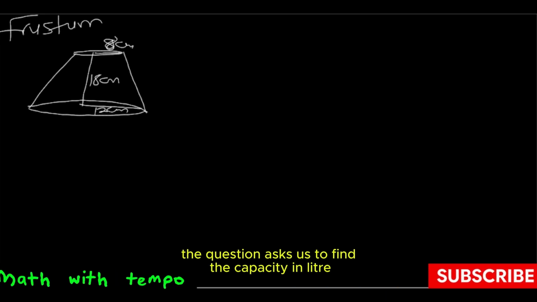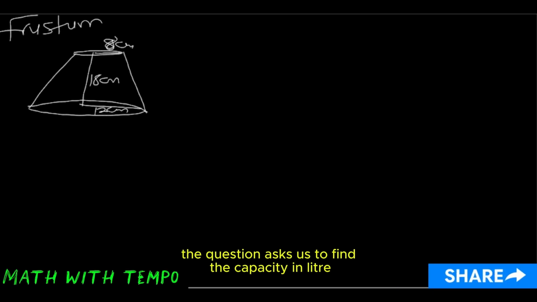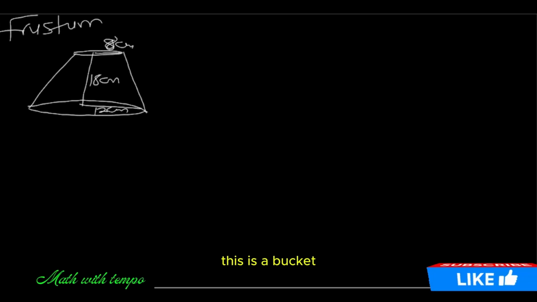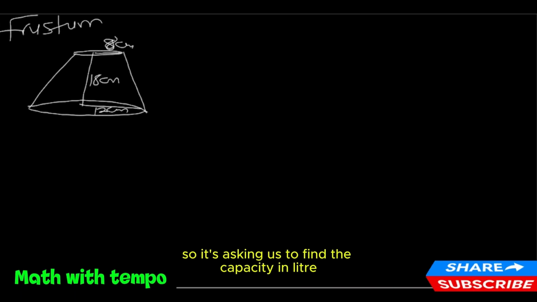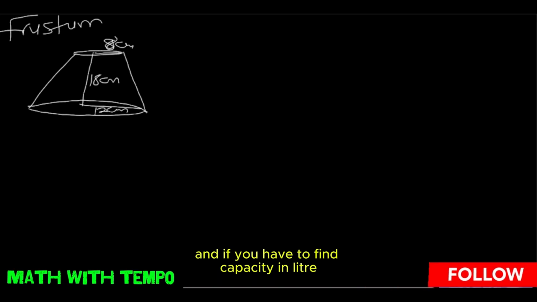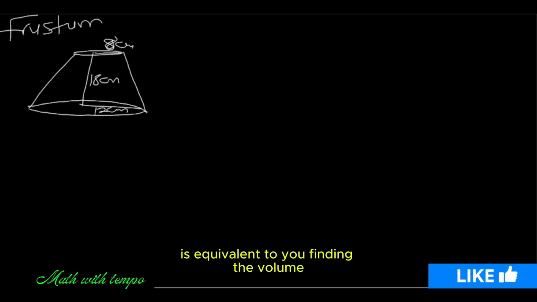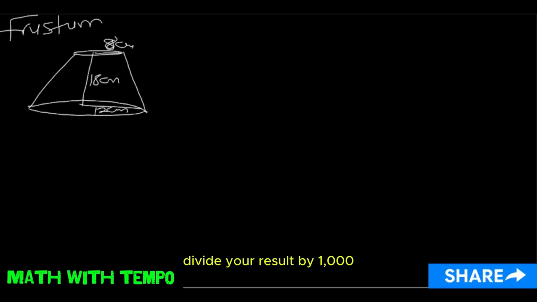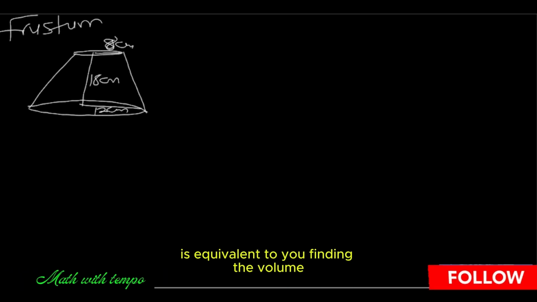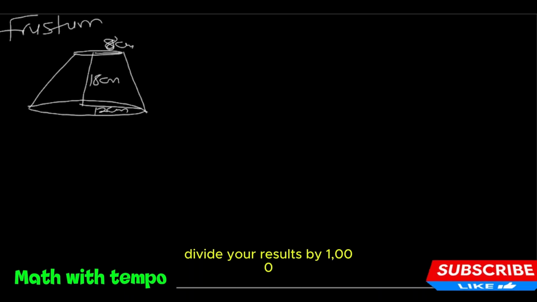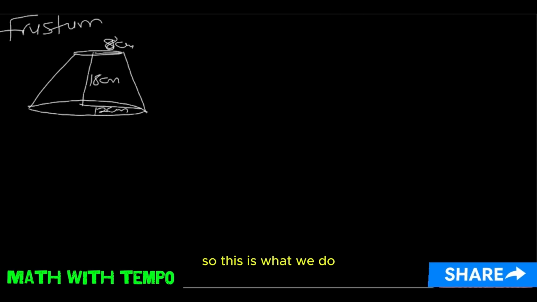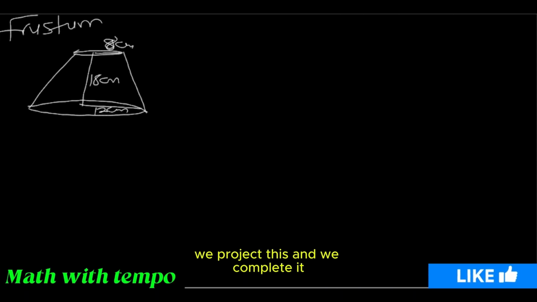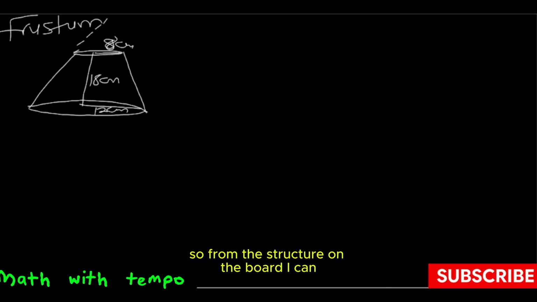The question asks us to find the capacity in liter of a bucket. This is a bucket. So it's asking us to find the capacity in liter. And if you have to find capacity in liter, it's equivalent to finding the volume, then dividing your result by 1,000. So this is what we do. We project this and we complete it.